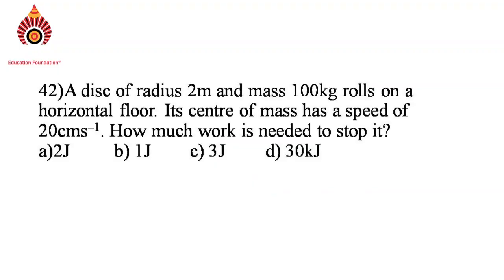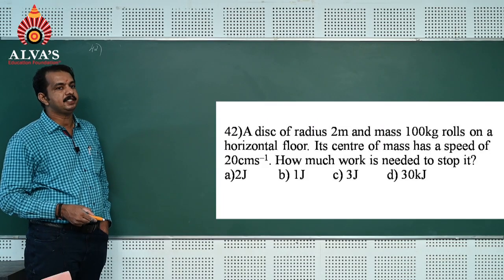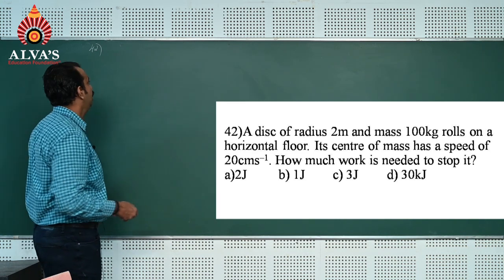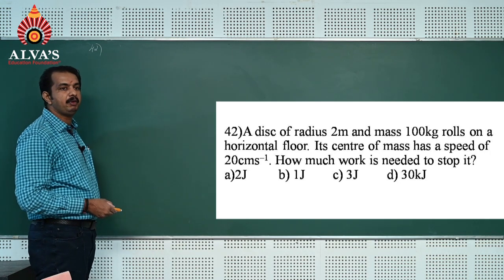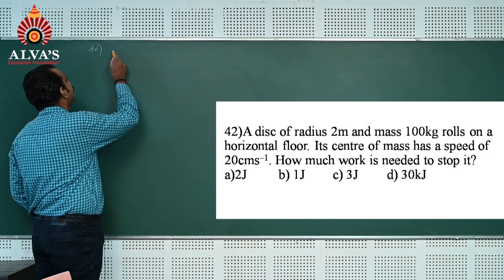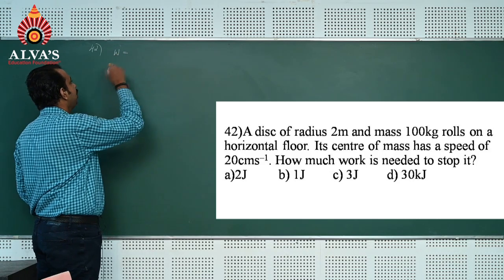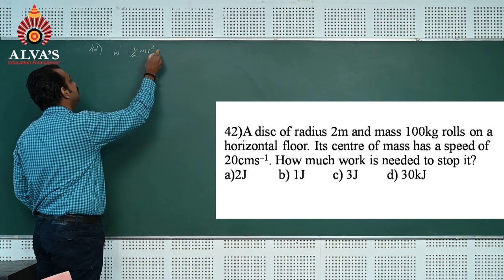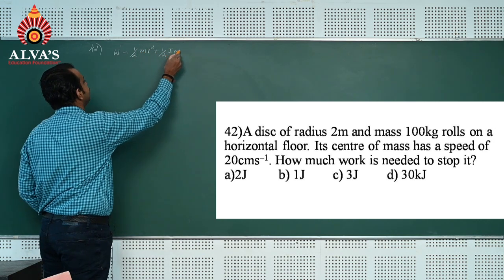Question number 42. A disc of radius 2 meter, mass 100 kg, rolls on a horizontal floor. Its center of mass has a speed 20 centimeter per second. How much work is needed to stop it? It is a disc rolling on a horizontal floor. So how much work is required to stop it? Using the work energy theorem, work required is the kinetic energy of the object. It is half mv square plus half I omega square.